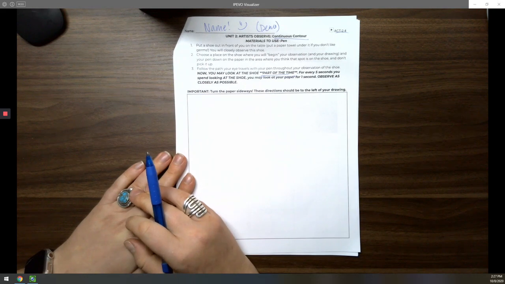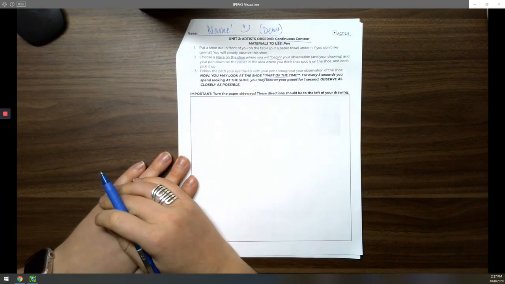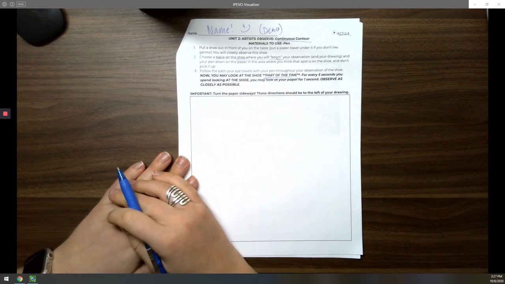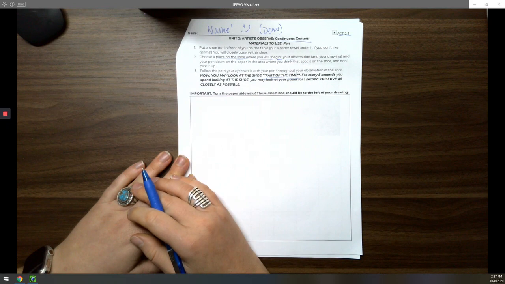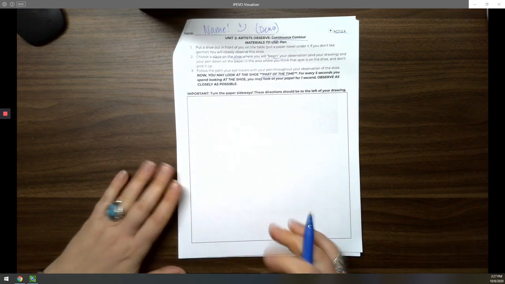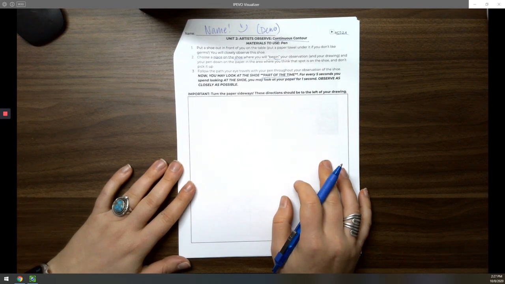And you're going to choose a place on the shoe where you will begin your observation. What that means is you just pick wherever you want to start when you're observing, and you're just going to continue on that path as you draw, okay? And you're not going to pick your pen up until you are done.